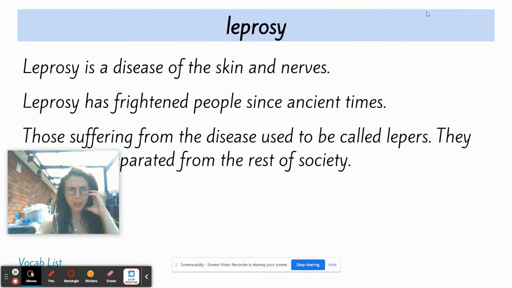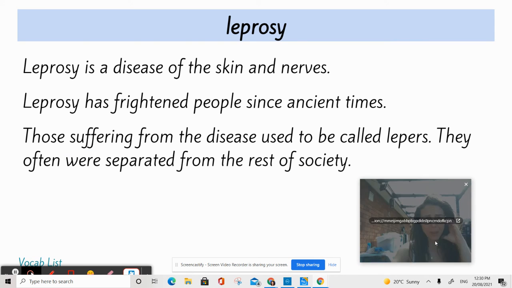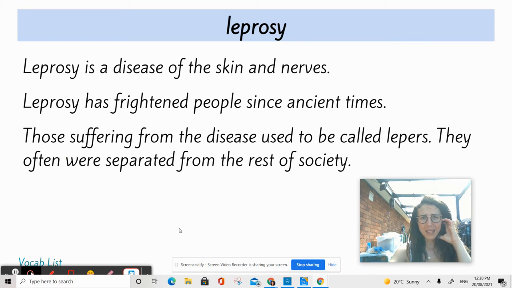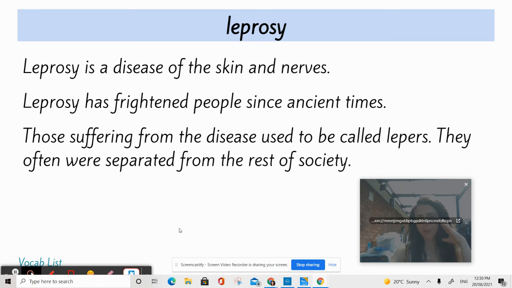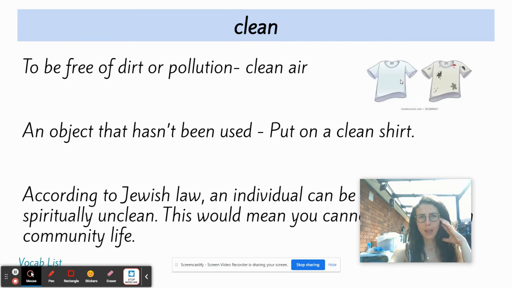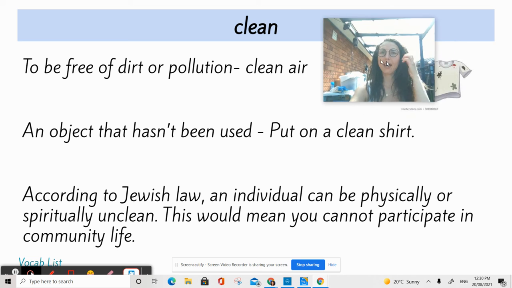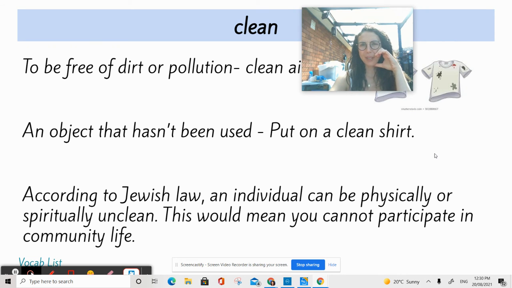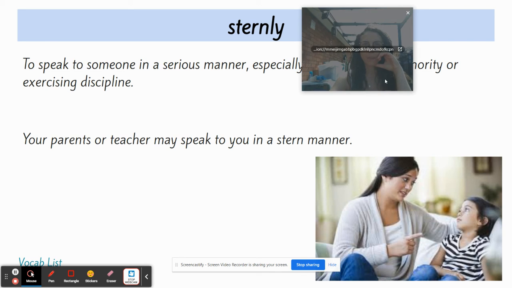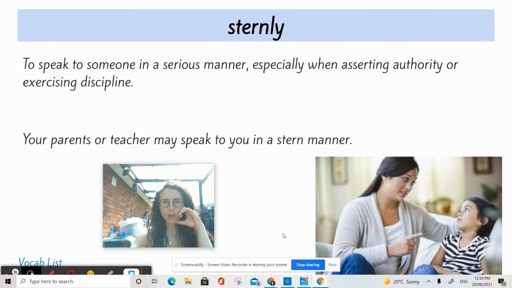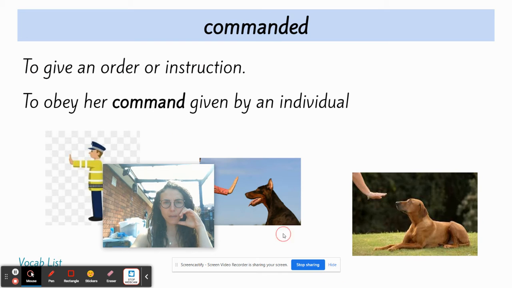Here are some of the key words. Leprosy is a disease of the skin and the nerves. It frightened people, and they were separated from the rest of society. Now, clean, I don't really need to read this, but you know what clean means in comparison to being dirty. But they also believed that if your skin was unclean, you were actually cursed by God back in those days. If somebody is stern or sternly speaking, they're quite serious.